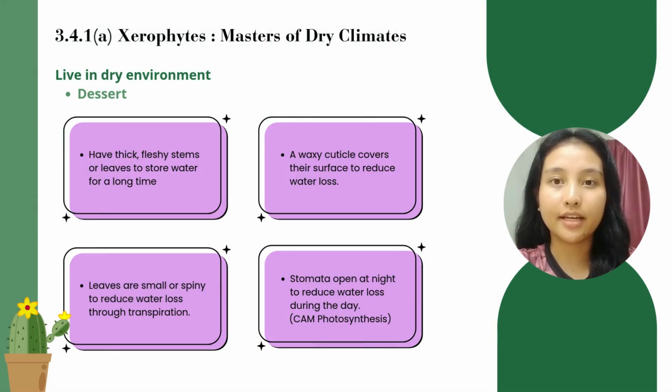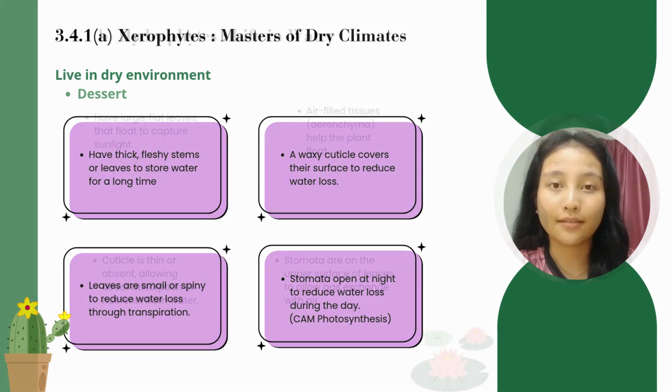Xerophytes are plants that live in dry environments such as deserts. They have thick, fleshy stems or leaves to store water for a long time. Besides, the function of a waxy cuticle is to cover the surface so that it can reduce water loss. Furthermore, leaves are small or spiny to reduce water loss through transpiration. Last but not least, xerophytes use CAM photosynthesis, where stomata open at night to reduce water loss during the day. An example of a xerophyte plant is a cactus.